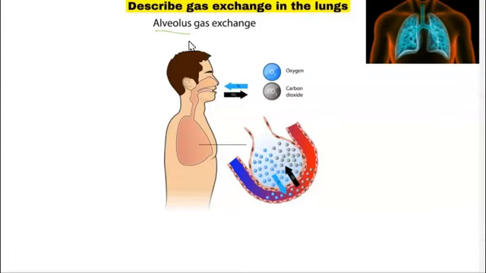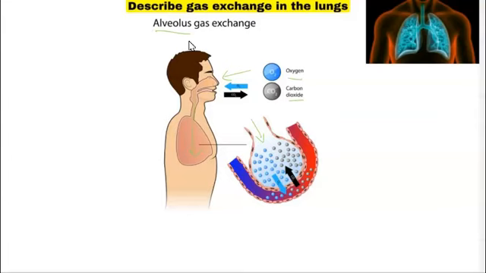When we breathe in air through the mouth or nose, this air is made up of lots of gases, but the main ones we're talking about today are oxygen and carbon dioxide. When we breathe in, this air moves in through our mouth or nose and then into the lungs. It will eventually reach the alveoli.